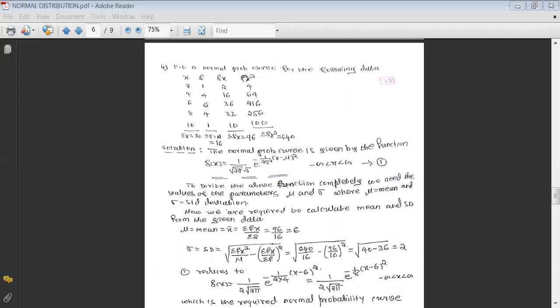The geometrical meaning of a curve is a function, or the geometrical meaning of a function is a curve. In order to draw the curve, we need a function. The meaning of this particular example is we have to find the normal probability function corresponding to the given numerical data.